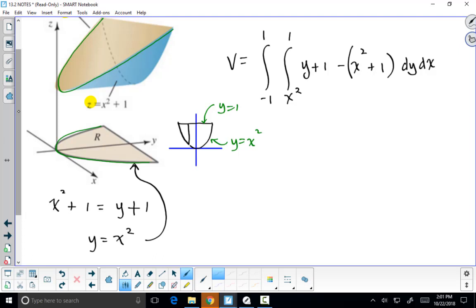Integrate that with respect to x, with respect to y, and then with respect to x. We won't go all the way through the nitty-gritty. The 1's cancel here, so we have y minus x squared dy dx. And we could cut it in half for symmetry. This is an example where we can clearly see that there's symmetry, so instead of -1 to 1, we could go 0 to 1 and double it. Absolutely.